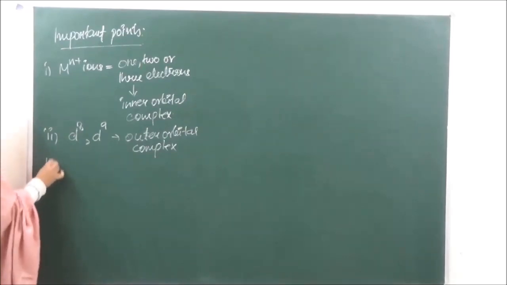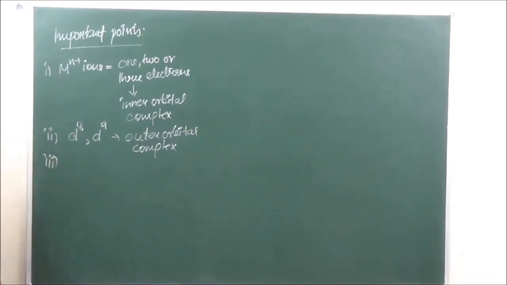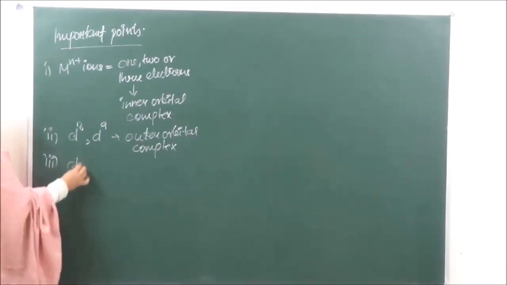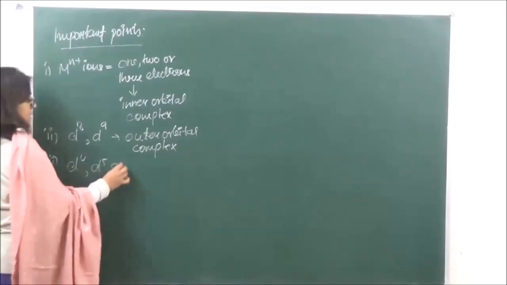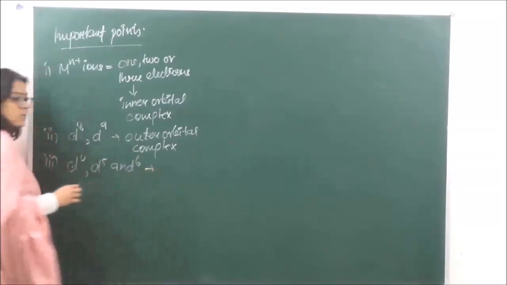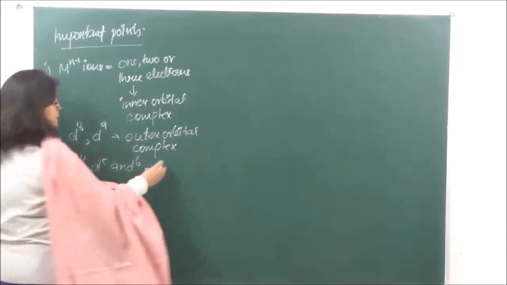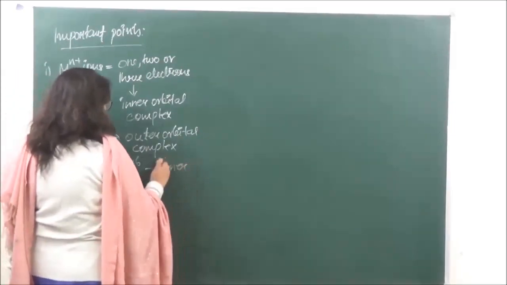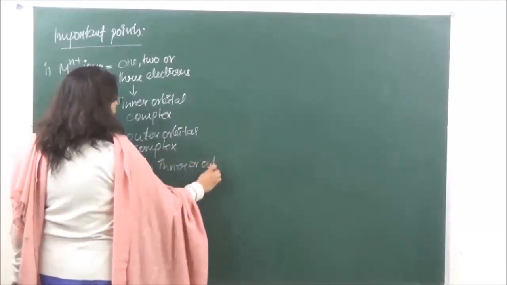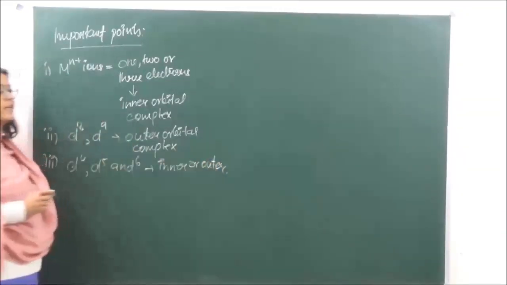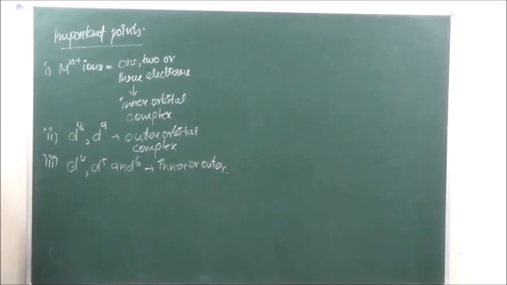ठीक है? फिर उसके बाद the third point which you should remember over here is that which have d4, d5 and d6 configurations, they may have both. They may form either inner or outer depending upon the kind of the ligand and the central metal atom. Okay, so d4, d5, d6, they may form both. They may form either inner or they may form either outer.